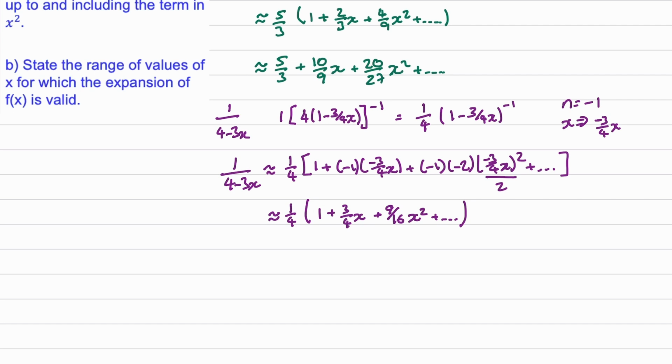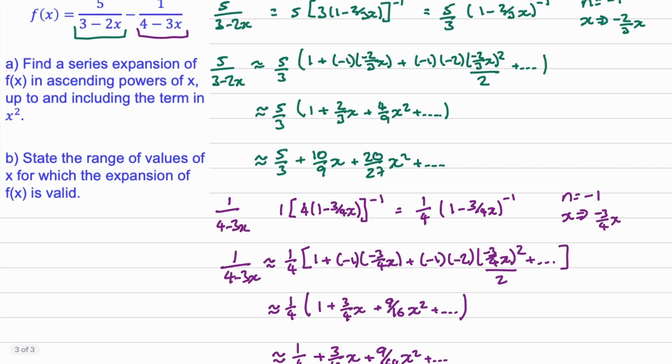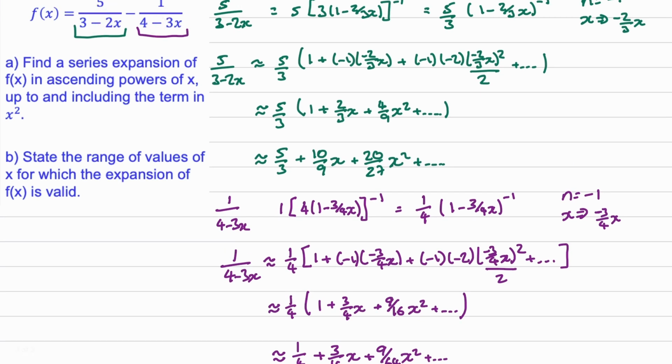And then we'll expand out the quarter, so we get approximately 1/4 plus a quarter times the 3/4 will give us 3/16. And then a quarter times 9/16 will give us 9/64. Okay? So we've got the expansion for the first fraction and the second one. Now we just need to have the green expansion take away the purple expansion.